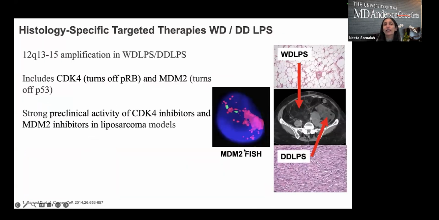So moving on to targeted therapies, which is going more into just the well-differentiated, dedifferentiated cohort, because we're going to be talking about targeting CDK4 and MDM2, which are two of the oncogenes that are highly expressed or amplified in these tumors, as I mentioned in that little segment of chromosome 12. And in the lab, at least for a long time, we have known that in the mice, these liposarcomas that overexpress CDK4 and MDM2 respond really well to CDK4 inhibitors and MDM2 inhibitors.